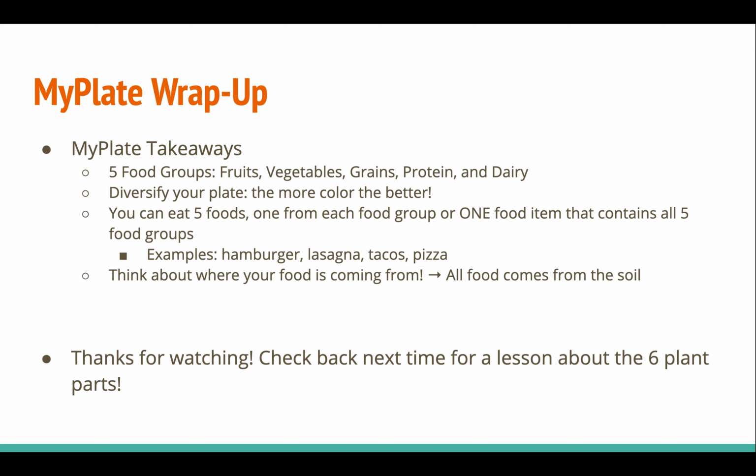Remember, you can eat the 5 foods separately from a food group, or you could eat one food that has all of the 5 groups in it, such as a hamburger, lasagna, tacos, pizza. And then finally, think about where your food is coming from. Remember in our Deconstruct Your Lunch activity, all of the food came from the soil? That's true for all of the food we eat. So think about it next time you're eating, how your food looked when it was growing in the soil compared to how it looks now.